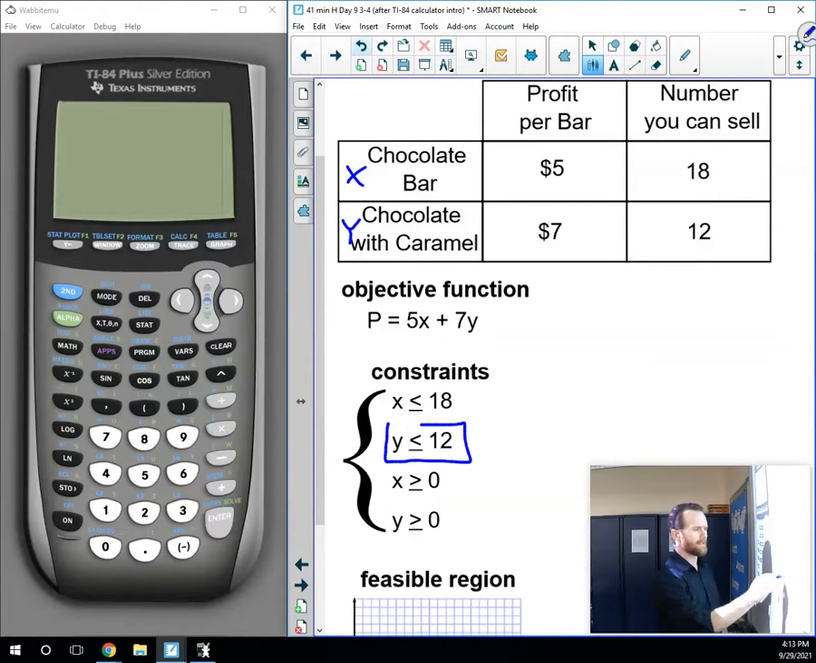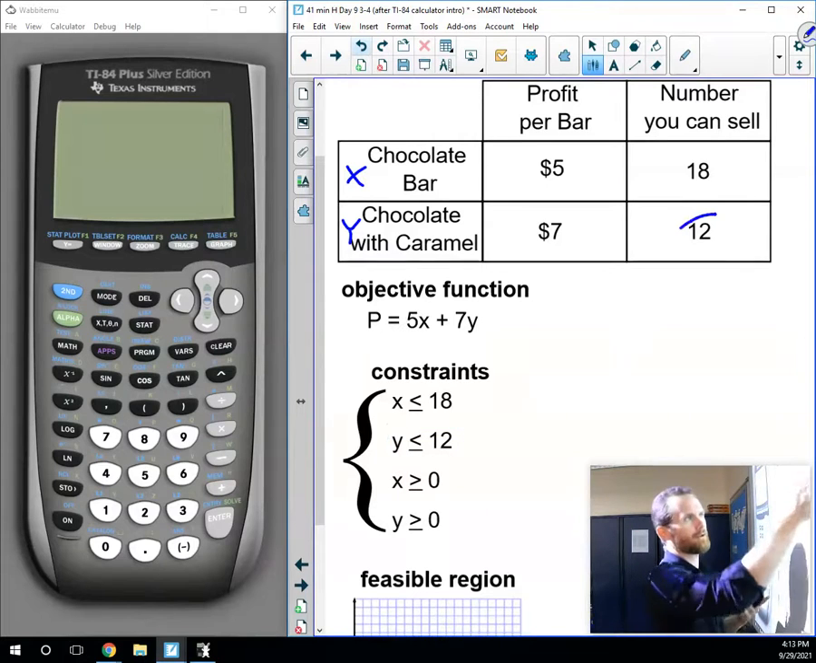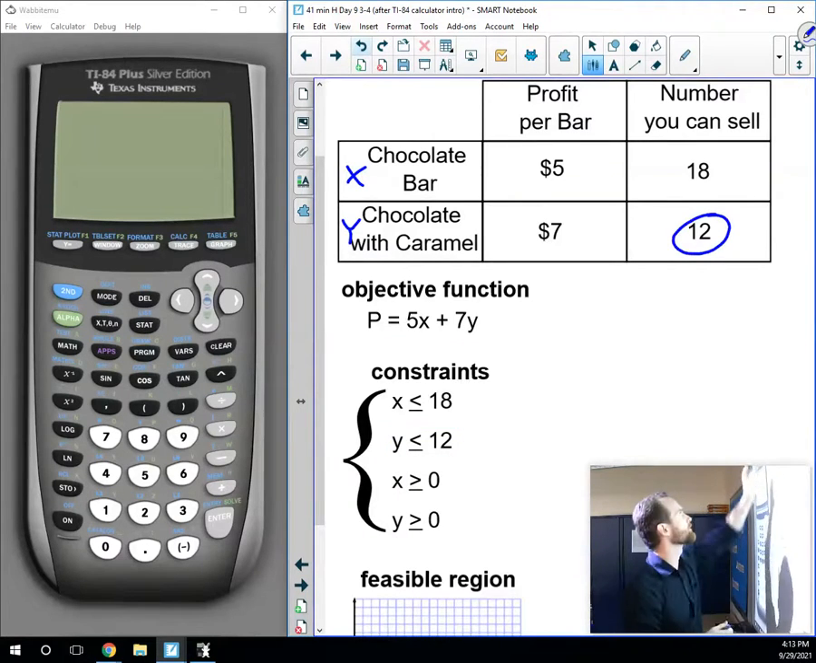Then we've got Y is less than or equal to 12. And again, that pretty much makes sense. It's saying Y, the chocolate bars with caramel, the most we can sell is 12. And look at that, the most we can sell right there is 12.